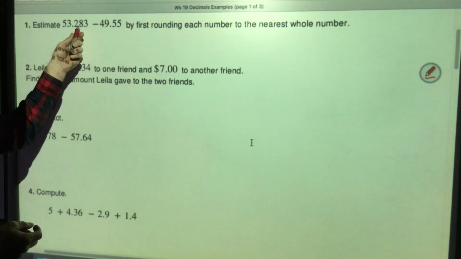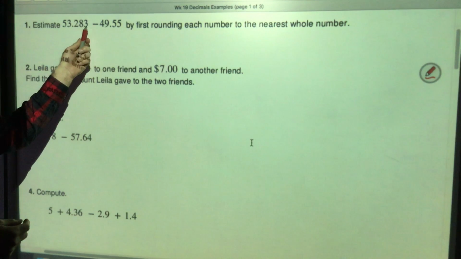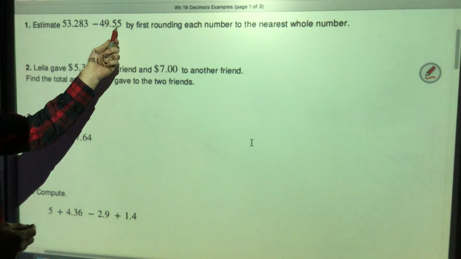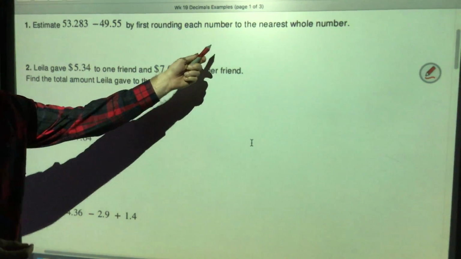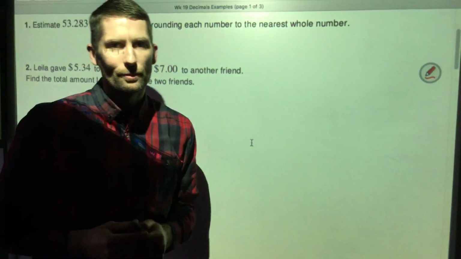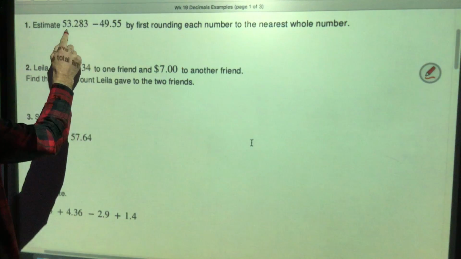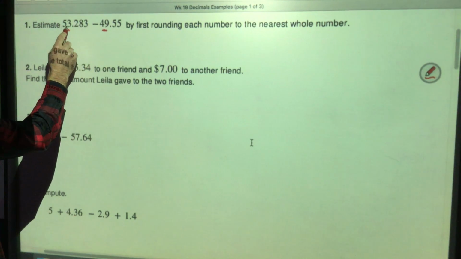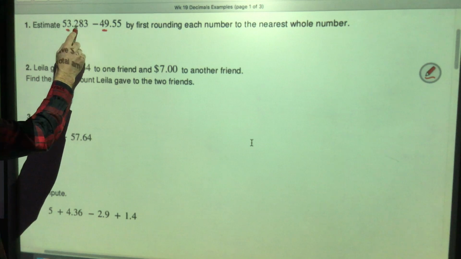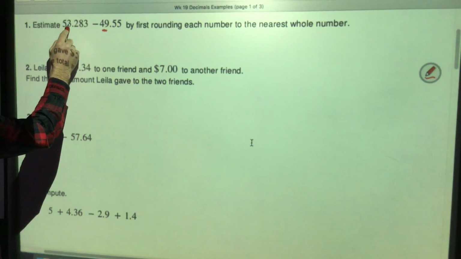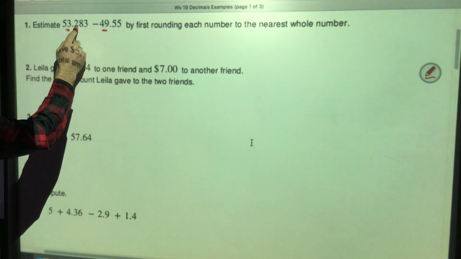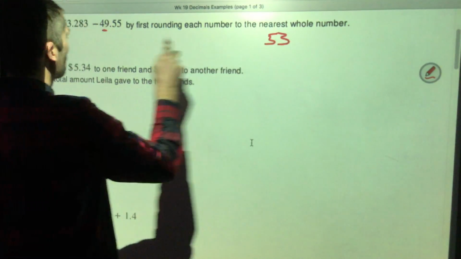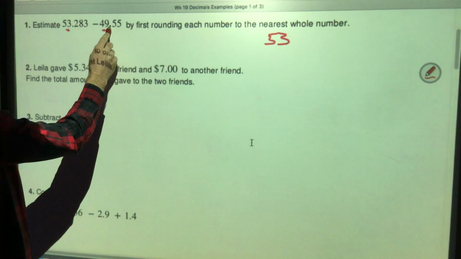Number one, estimate 53 and 283 thousandths minus 49 and 55 hundredths by first rounding each number to the nearest whole number. So I'm going to round to the nearest whole, to the nearest one. 53 point, we look to the right. 5 or higher, we would round this up. 4 or lower, we ignore. So we round this to 53 because it's followed by a 2.